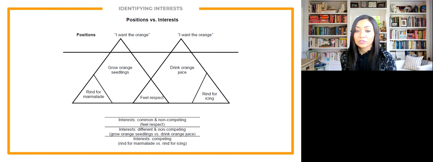Both people want the orange rind, which is a competing interest and potential conflict. However, there is enough orange rind to divide between both people for their respective purposes. By identifying the underlying interests, both people are able to get what they want and the conflict is resolved.